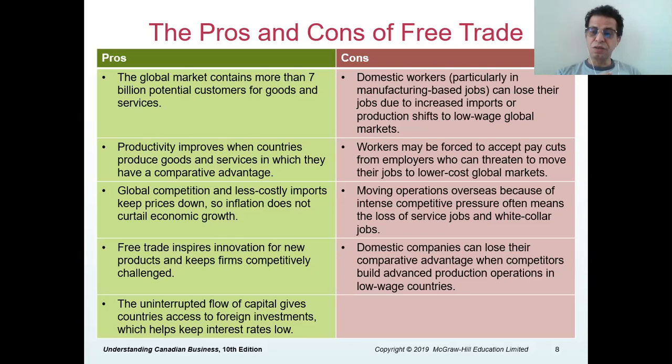The uninterrupted flow of capital gives the country access to foreign investment, which helps keep interest rates low. So once there are exports and imports of free trade, you will see a lot of investors coming into Canada. They bring their cash with them, so they lower the interest rate because there is an abundance of funds available in Canada. What are the cons? What are the bad things about free trade?